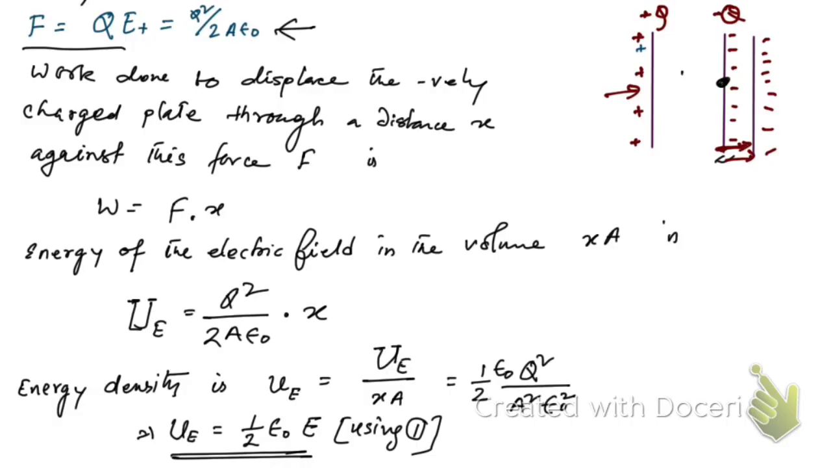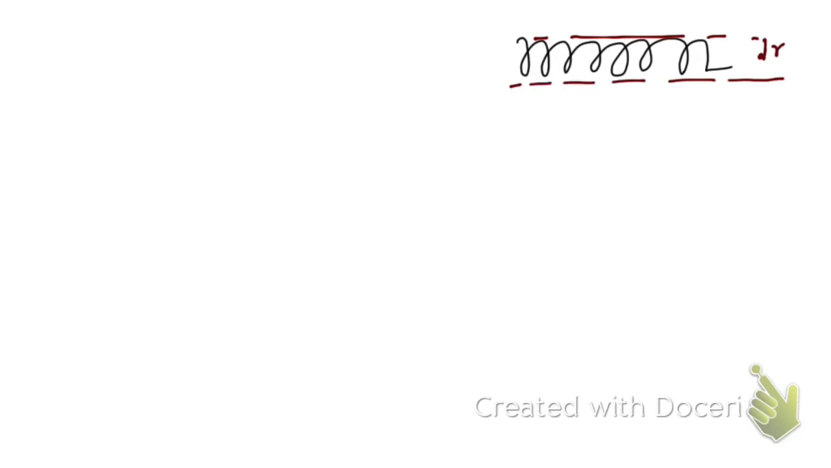Now similarly let us find the energy density for the magnetic field as well. So let me take a new slide. Now let us consider a solenoid of radius r. This is the solenoid, right? Its radius is r, its length is suppose L, and the number of turns is suppose n.